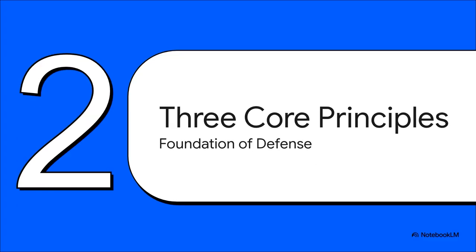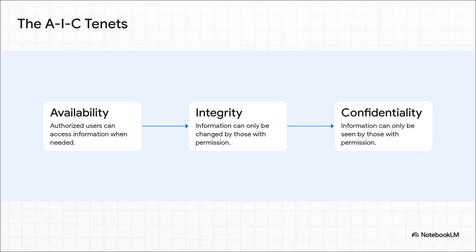Now, all of those protective measures are built on three fundamental principles. You can think of these as the three pillars that hold up the entire structure of digital defense. You'll often hear them called by their acronym AIC. So it all starts with availability, just making sure the right people can get to their information whenever they need it. Because it's no good if your data is super secure, but you can't get to it, right? Next up is integrity, which basically guarantees that the information is accurate and trustworthy, that it hasn't been secretly messed with. And finally, there's confidentiality, which is what most of us think of first, simply keeping secrets secret, making sure data is only seen by people with permission.